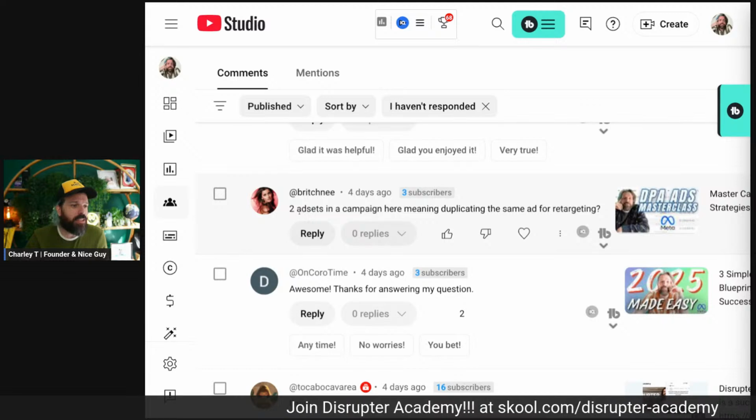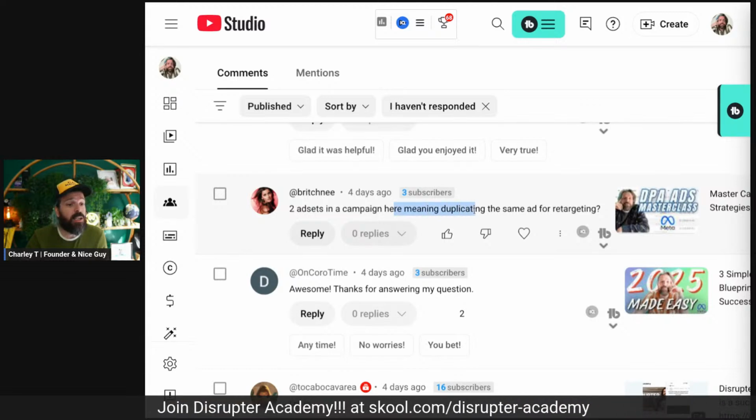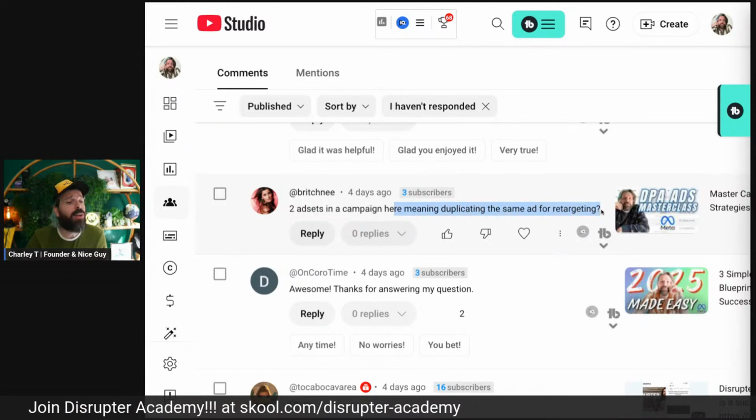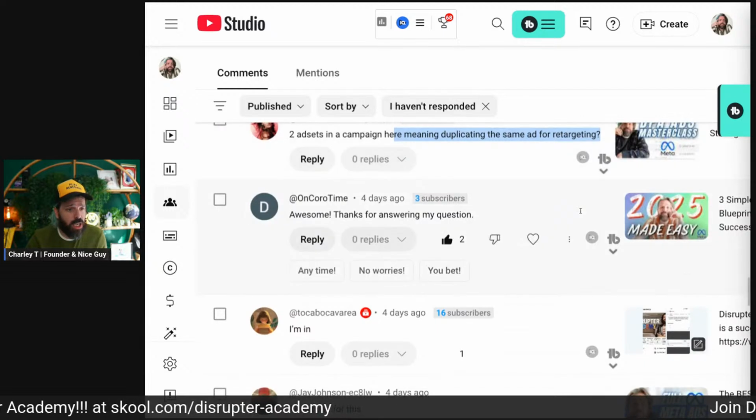All right, DPA Masterclass. Two ad sets in the same campaign here means duplicating the same ad for retargeting. When it's a DPA, yes.